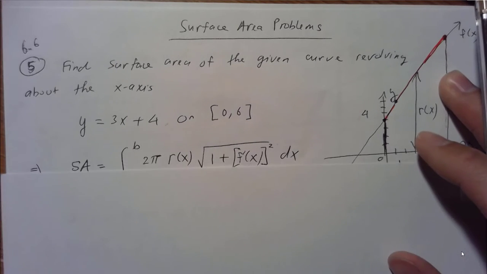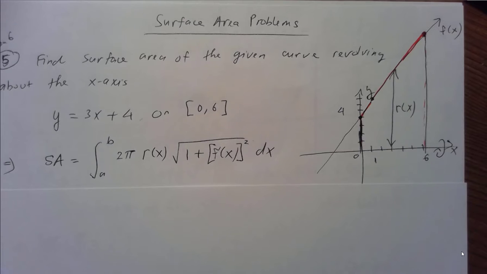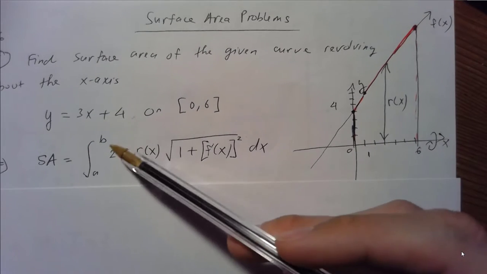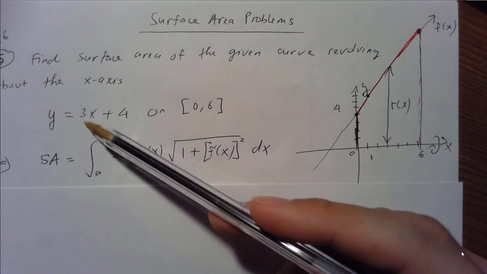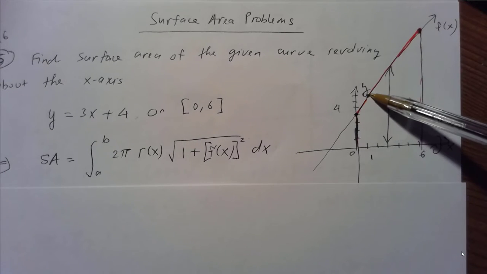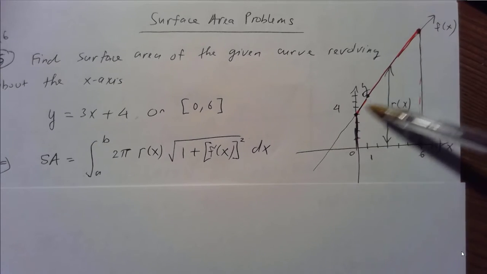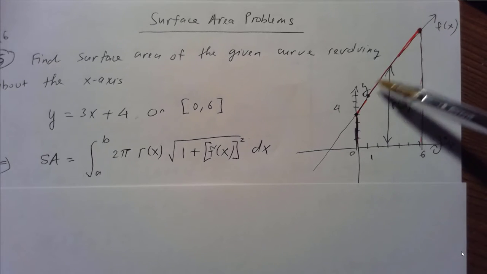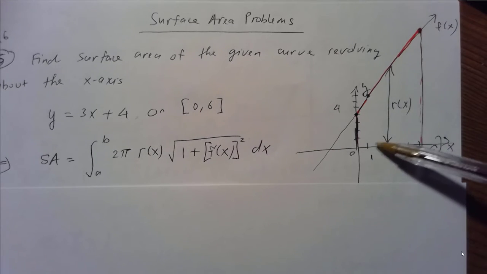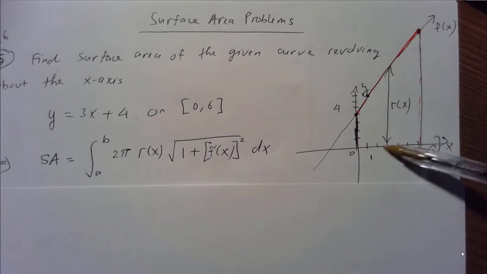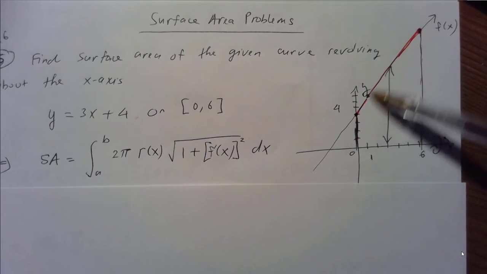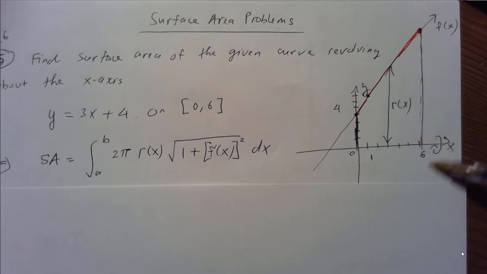Now if you plot the curve, this is just a linear function. The y-intercept is 4, the slope is 3, so I go up 3, go to the right by 1, and then connect the line. I only focus on 0 to 6 on the x-axis, so all this plane region here is the region that we revolve around the x-axis.